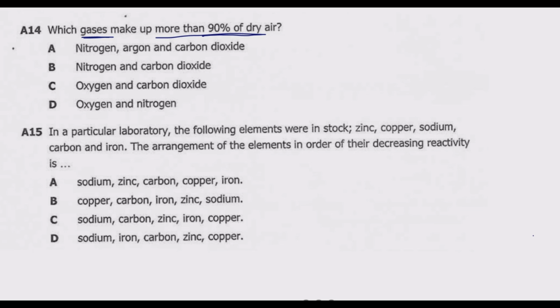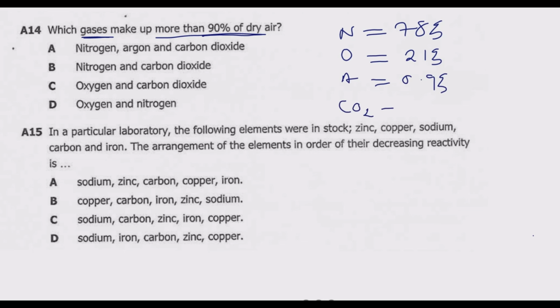So what you need to know is that nitrogen is very clear. This is basically 78%, which is the biggest composition of dry air. Then of course number 2 you have oxygen, which makes up 21%. Then you have argon, which makes up 0.9%. Then you have carbon dioxide, which makes up 0.03%. Then of course we have others, which make up 0.09%.